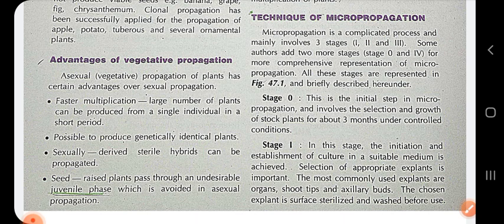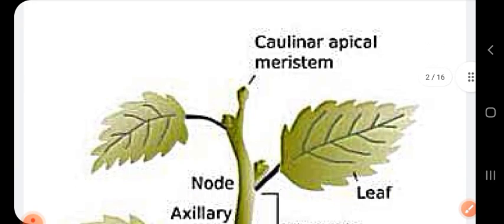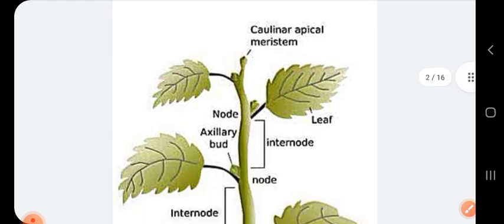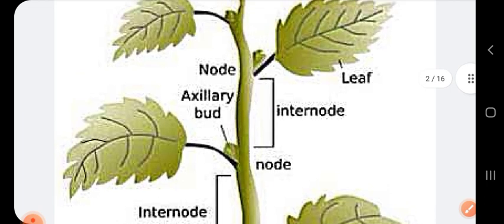Selection of appropriate explant is very important. Explant selection is very, very important, what type of explant you are going to take. Most commonly used explants for micropropagation are the shoot tip and axillary bud. You all know what the shoot tip and axillary bud are. If I show you in the diagram, this is the apical meristem, and you can see the axillary bud, just at the stem and the stalk.